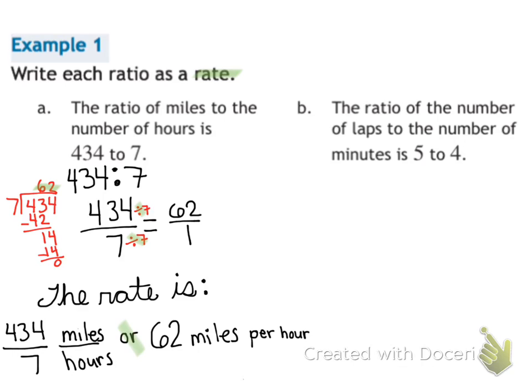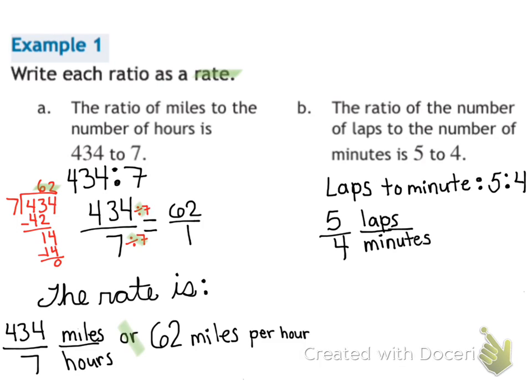Now let's look at letter B. The ratio of the number of laps to the number of minutes is 5 to 4. So we have the ratio, right? If you write it as a ratio, it's 5 to 4, but I need to write it as a rate. So this is how I would write it as a rate. And there's two different ways.